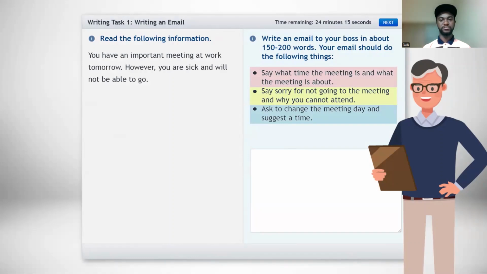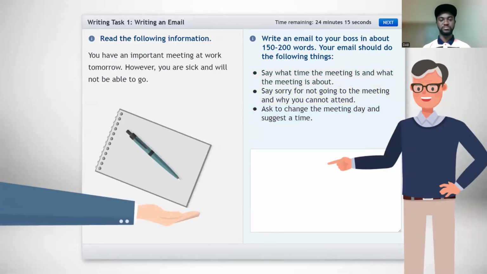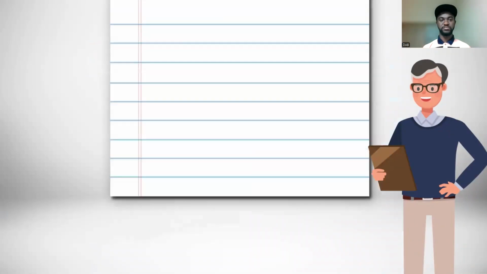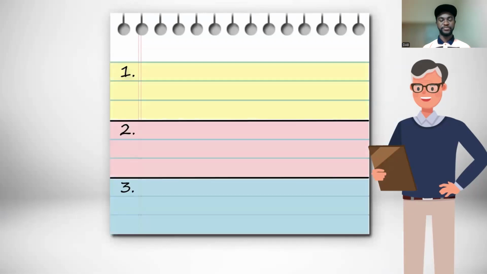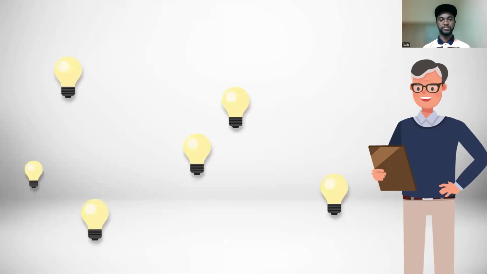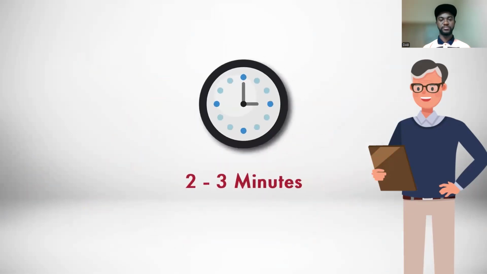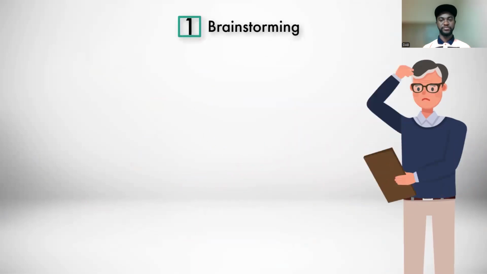Before I start writing, I'm going to make some notes. On the official test, you will have note paper that you can use. Now, since there are 3 parts to the instructions here, I'm going to divide my page into 3 parts and number them like this. To get started, I'm going to write down any ideas that I have, good or bad. I'll spend 2 or 3 minutes on this. This is the brainstorming part. It's okay if you can't think of anything right away for a particular part. You can always come back to it.